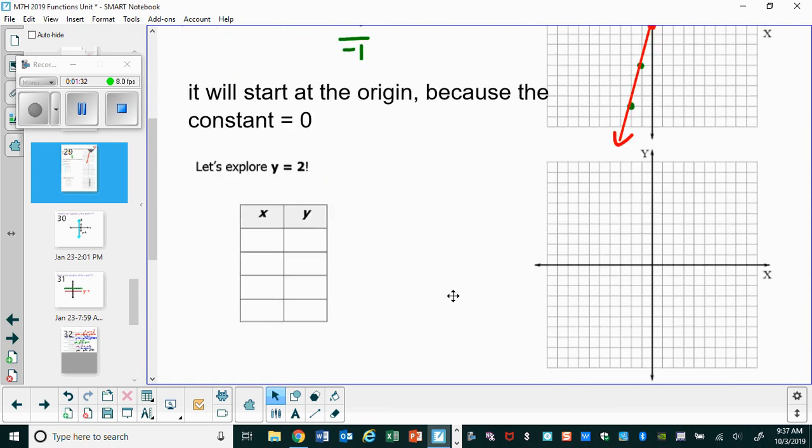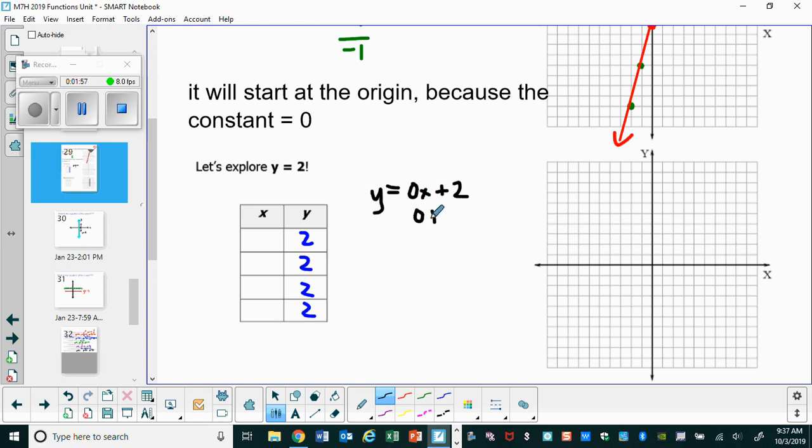So what happens when we have just y equals a number? What that definitely indicates is that we should be getting twos no matter what in our column for the range. And with y equals mx plus b, let's talk about how we could get just a number. If we don't have a slope, and then we just see the plus 2, you guys know that 0 times anything is 0. And then 0 plus 2 is, of course, 2. So to get the equation y equals 2, that must mean we have no slope.